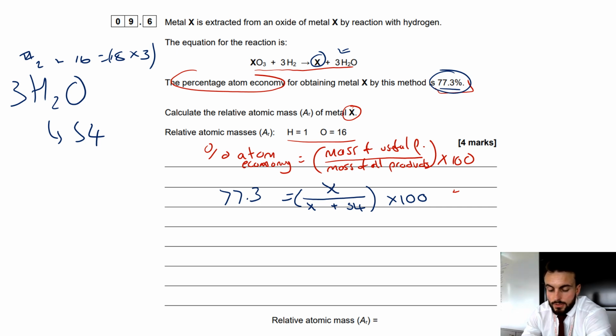There are a million ways to do this. It's up to you. If you're good at maths, you can do different ways. So I'm going to get rid of the 100 first. I'm going to divide both sides by 100, and then I'll rewrite it again. So 77.3 divided by 100 is 0.773 equals X over X plus 54.